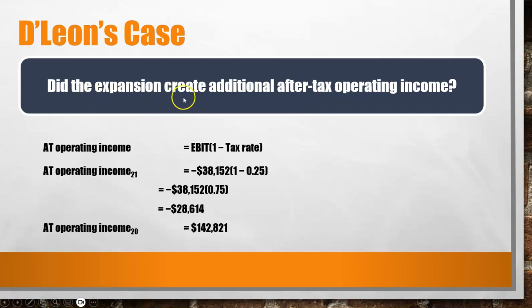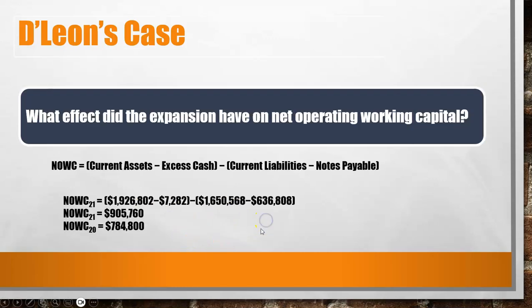So, DeLeon's case, did the expansion create additional after-tax operating income? So, after-tax operating income is earnings before income taxes times 1 minus the tax rate. So we have a negative 38 times 0.75, which equals negative 28,000. So after-tax operating income is 142,821.